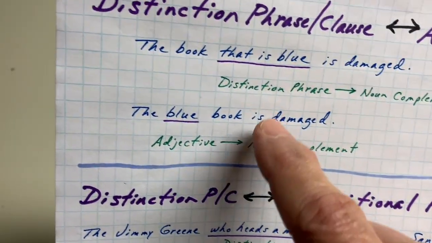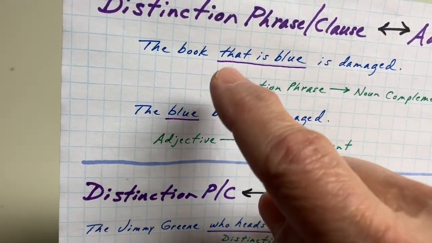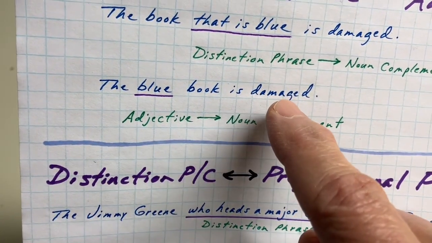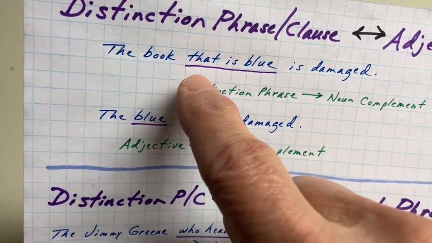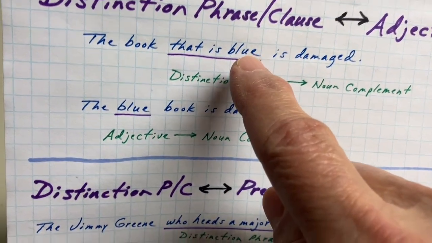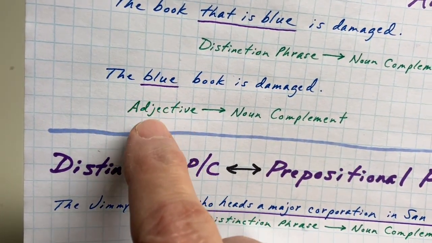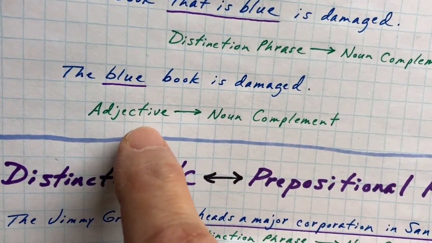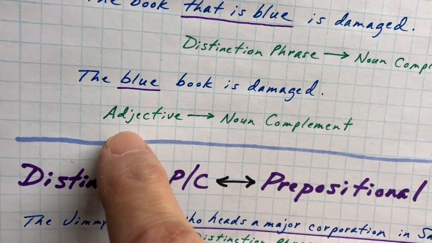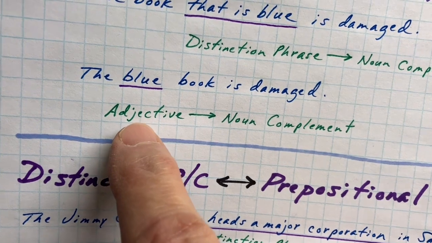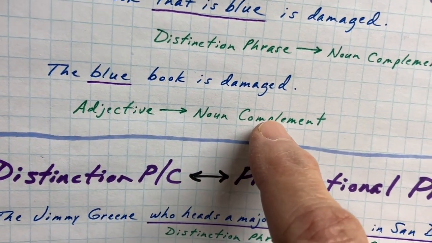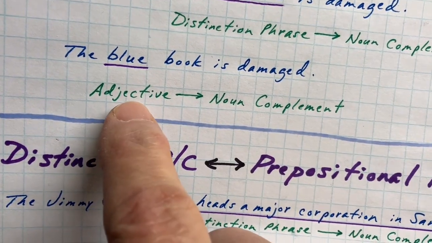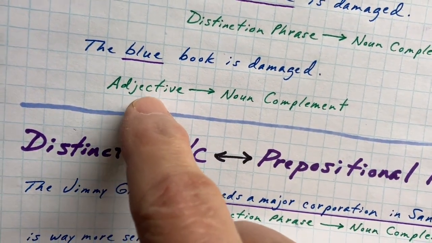All right, so you make a transformation here, kind of a conversion, and you can say the blue book is damaged. In other words, the distinction phrase is replaced with a simple adjective. The blue book is damaged. And that adjective, which is what I call a basic or base sentence element, is functioning as a noun complement. In one of my previous videos, I refer to this as a base element, or you would call it a part of speech, okay?